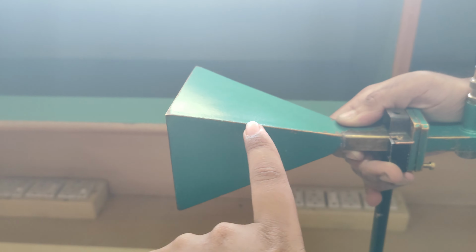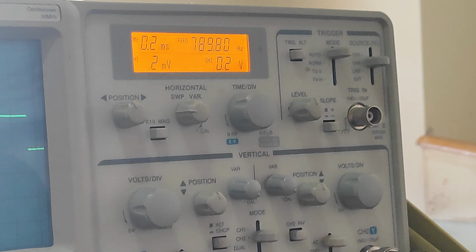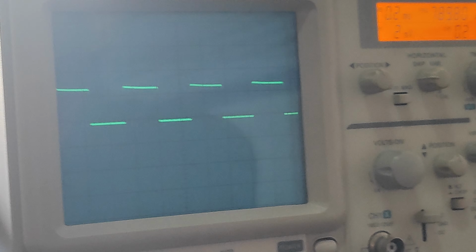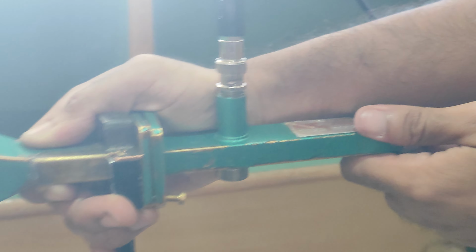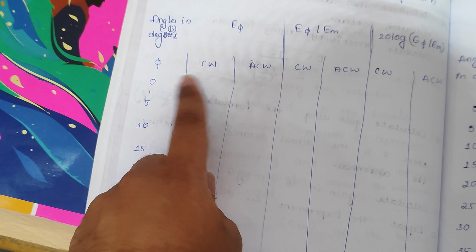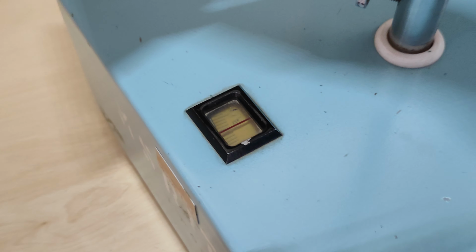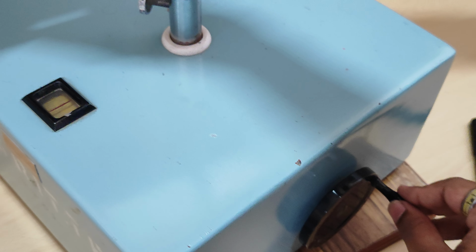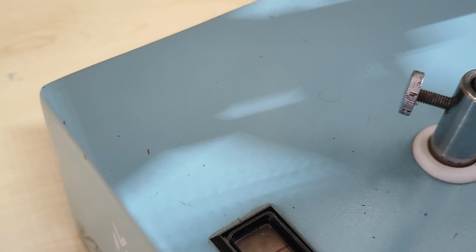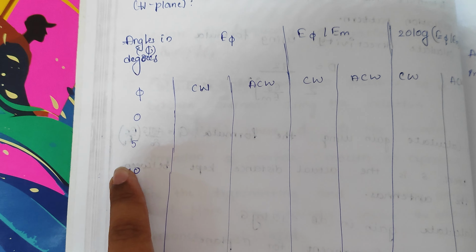When you set that, ensure that the load is almost straight to the source, and take the VPP reading. Now we have connected channel 2, so we take channel 2 as 0.2 volt into the VPP value. That is the first reading. For 0, clockwise and anti-clockwise you'll get the same value, which is the maximum value. Then rotate this to 5 degree, basically 355 degree. That is 5 degree clockwise.